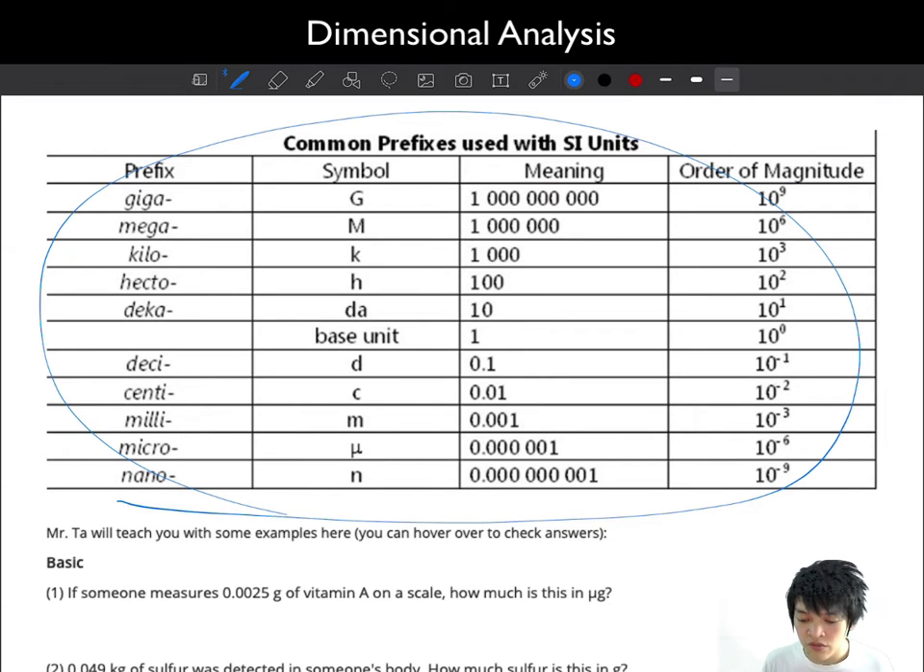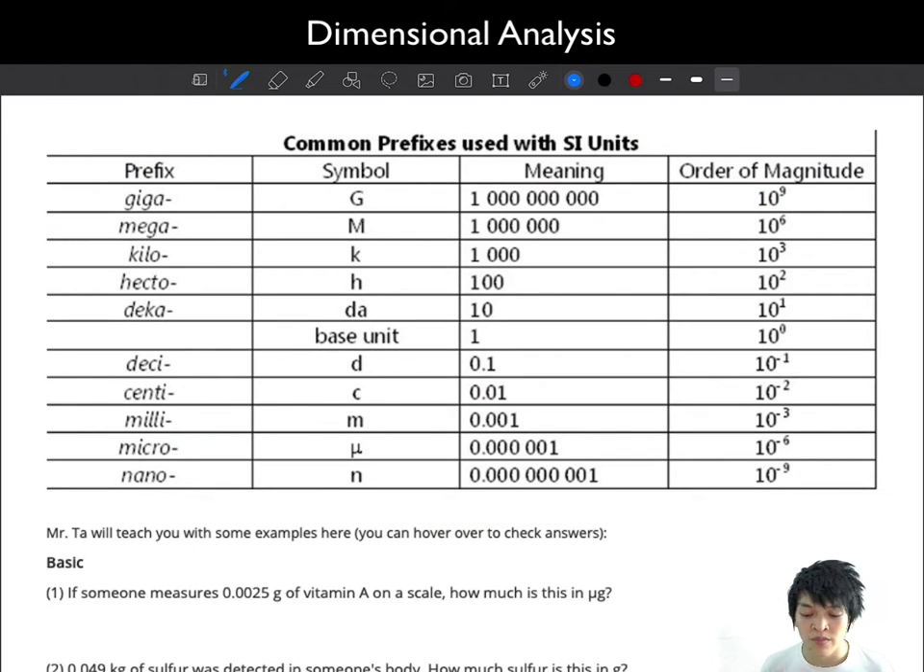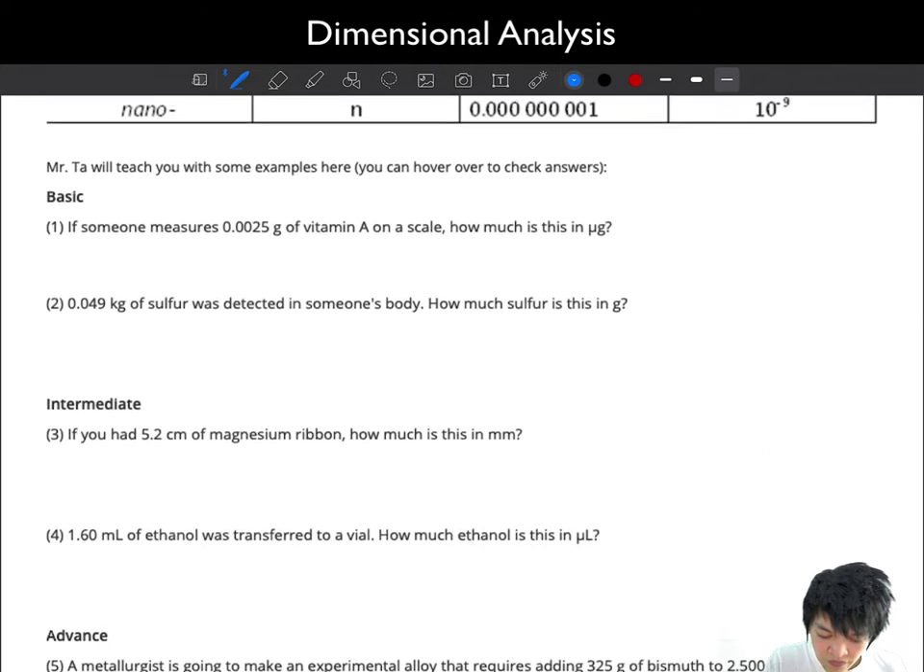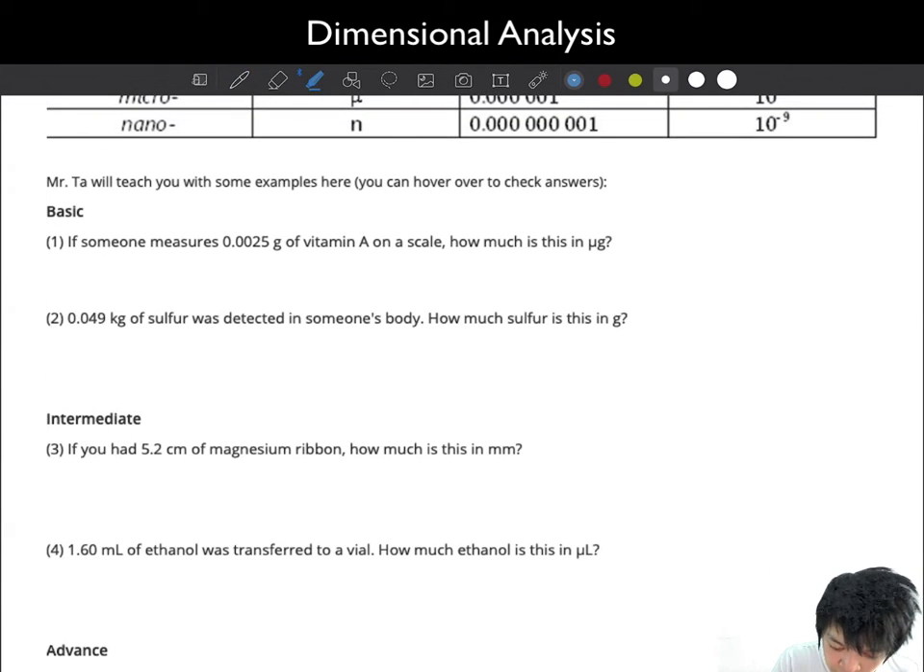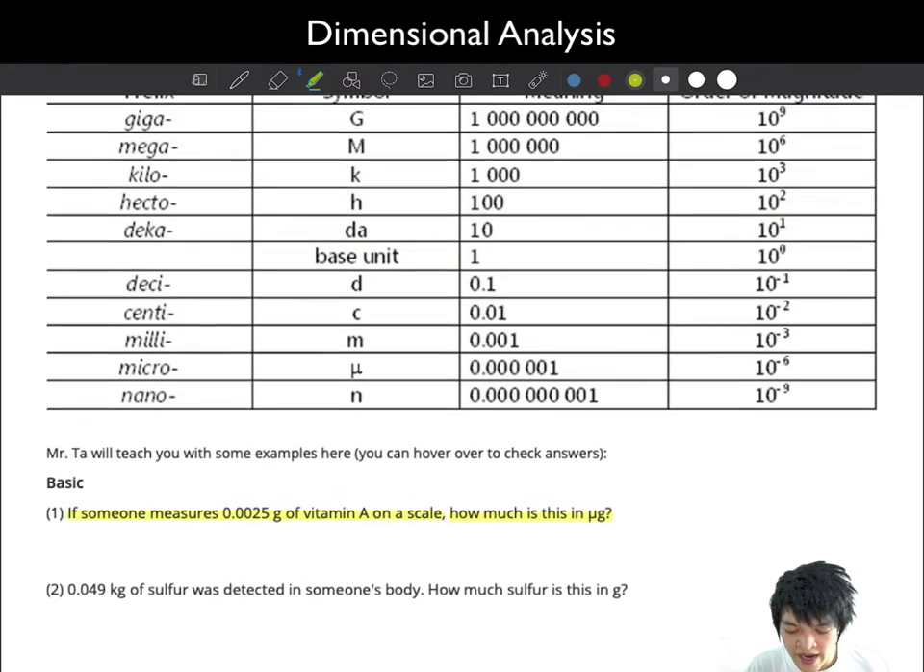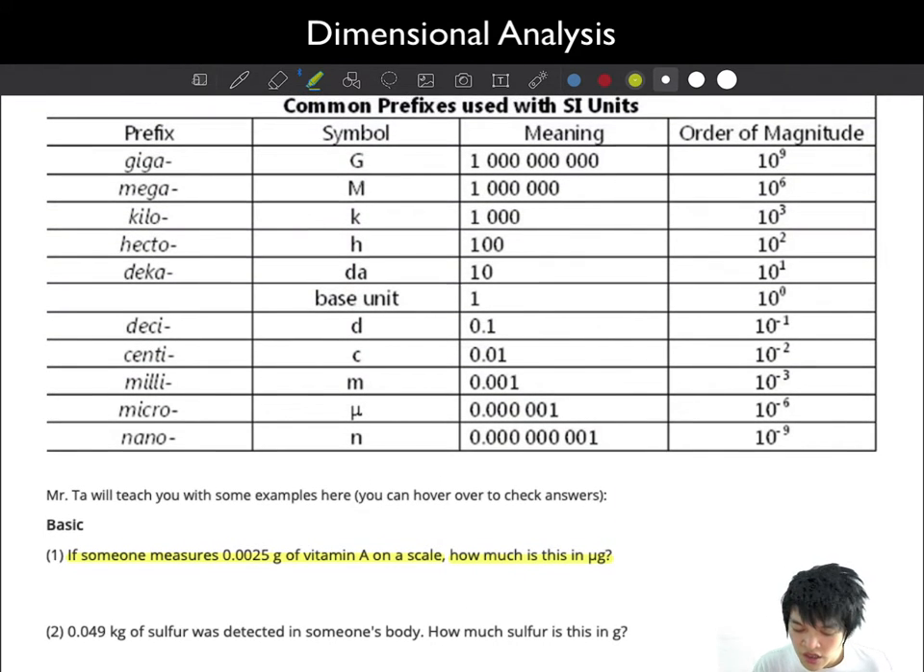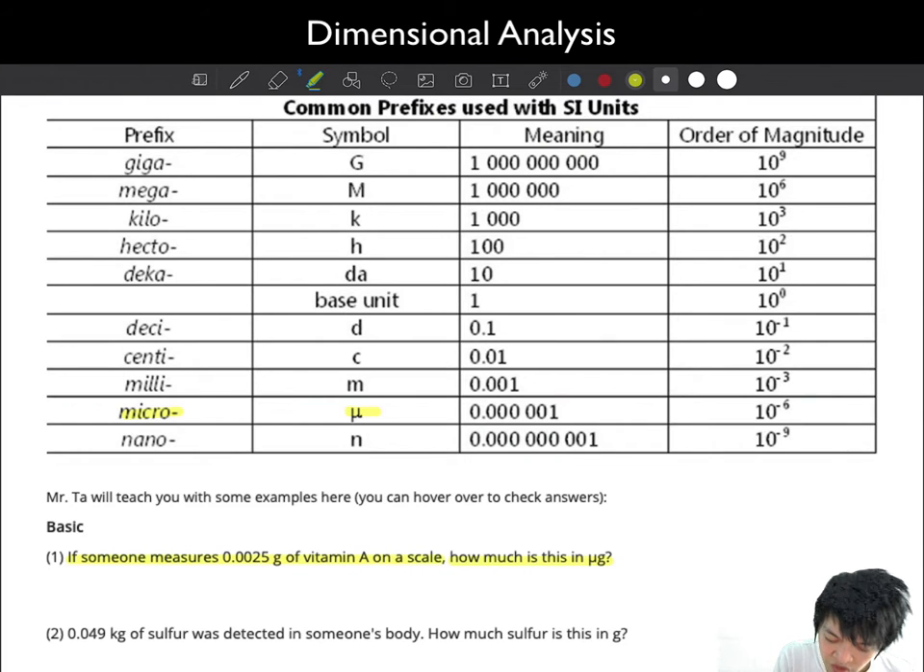If you weren't with us during class, then I'll show you as I'm doing the problem how to use this chart. For example, the first problem says, if someone measures 0.0025 grams of vitamin A on a scale, how much is this in micrograms? That thing that looks like a sideways U is micro. We're going to need this relationship from the chart to help us.